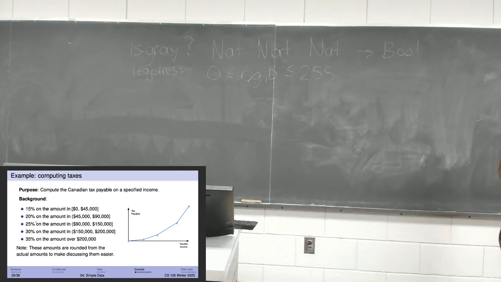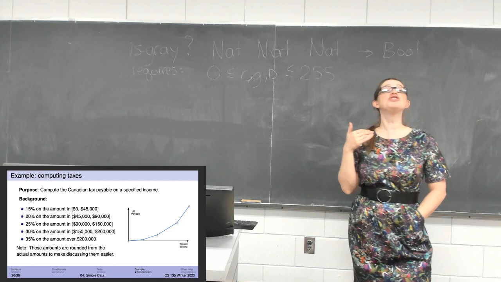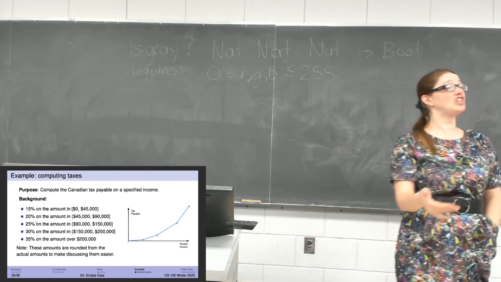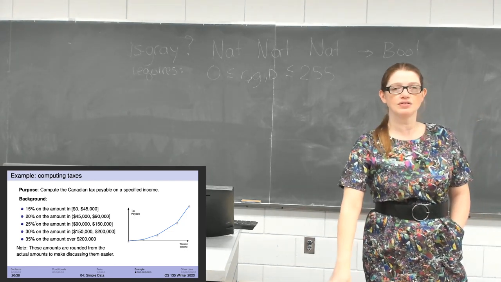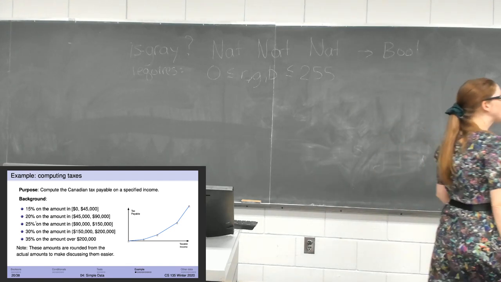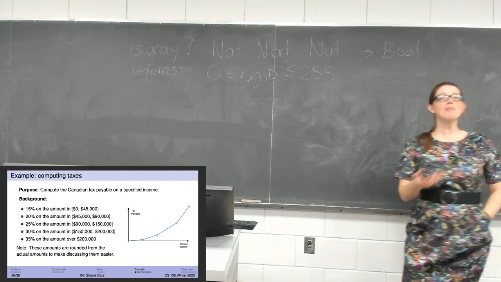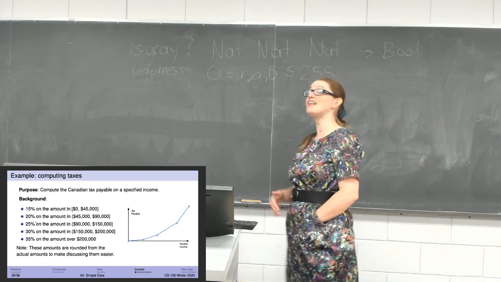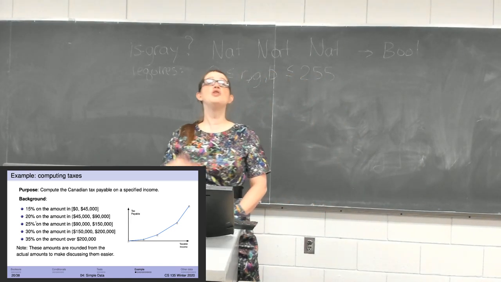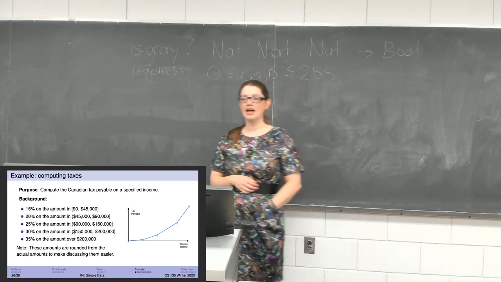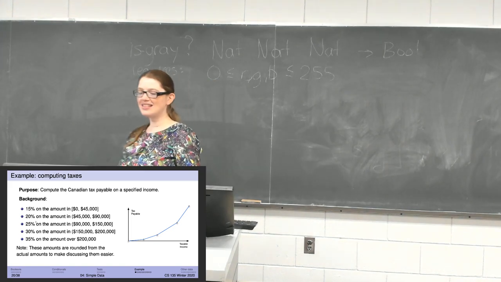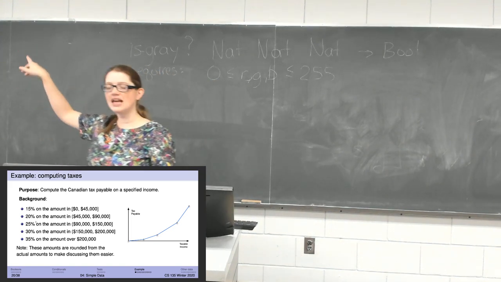So if you make between 0 and 45,000, you pay only 15%. But if you make more than $45,000, you will still only pay 15% on the first 45,000. And then on the next 45,000, you will pay 20%. On the next 60,000, you're going to pay 25%, and so on and so forth. If you make more than 200,000, whatever you make that is over 200,000, you pay 35% on that. So we kind of get this piecewise linear tax rate.